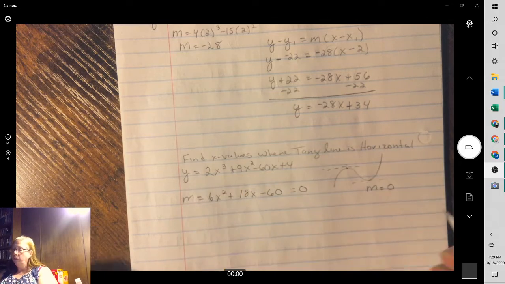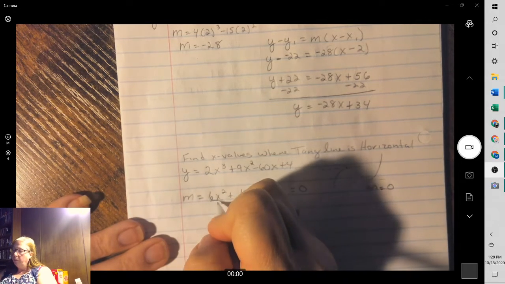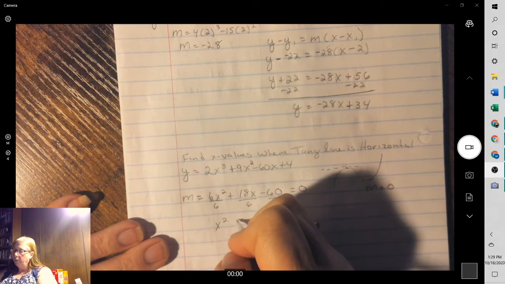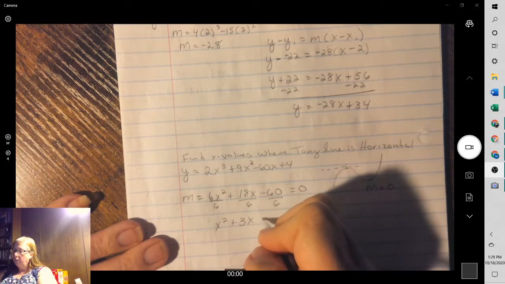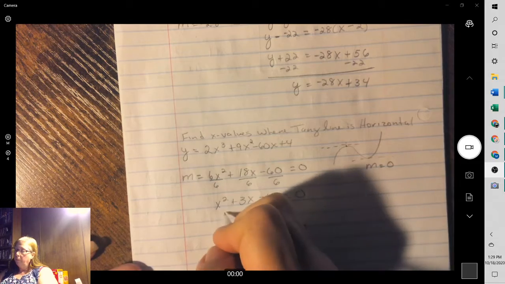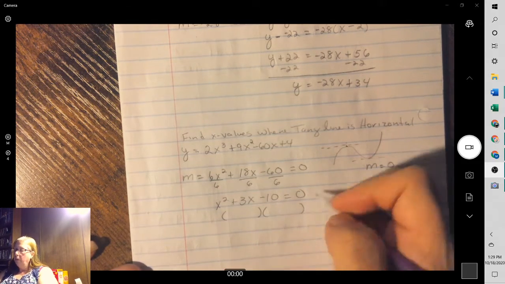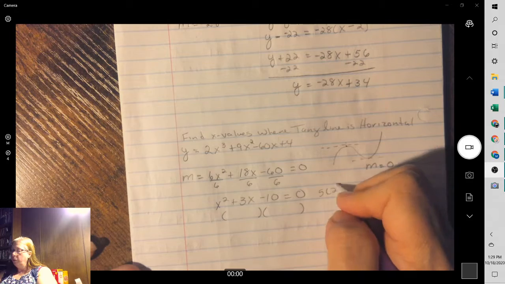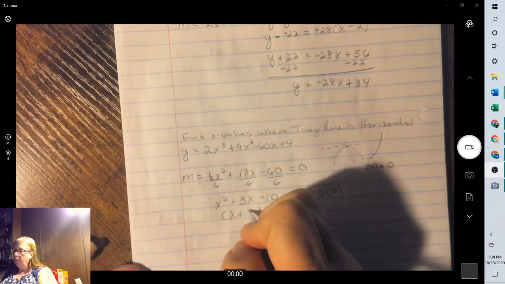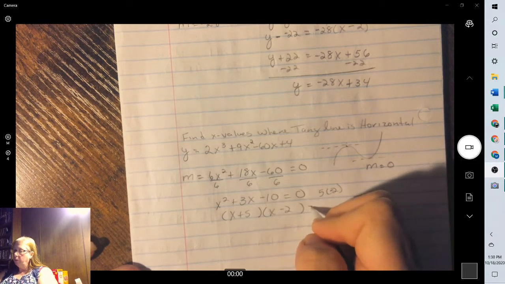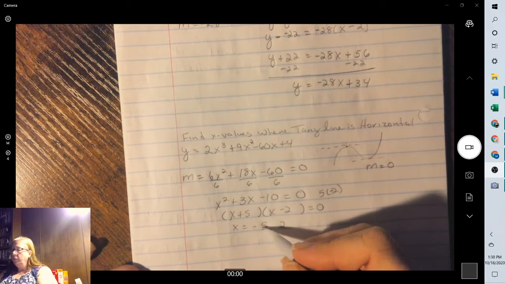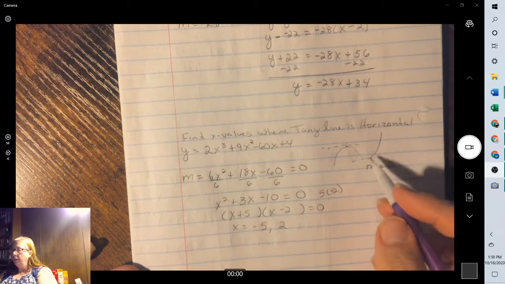Before factoring, you could use the quadratic formula, but we could just divide by 6. Sorry about the dog. And it is factorable. We'll factor using 5 times 2. We want a positive 3, so the 5 will be positive. x plus 5, x minus 2. So x gives us negative 5 and 2. So with these two values, that's where you have the highs and lows on the graph.